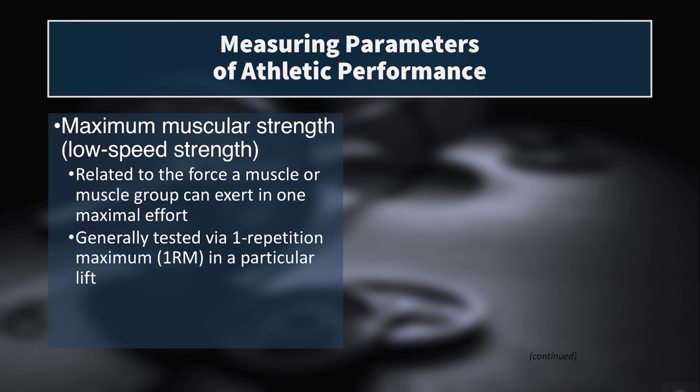So maximum muscular strength, this is also called low speed strength. It's related to the force a muscle or muscle group can exert in one maximal effort. Generally, this is tested via a 1 repetition maximum, but sometimes people will use something like a 3RM or a 5RM. I've even seen 10RM being used so that you can plug it into a calculator and get their estimated 1RM. I actually don't like those methods quite as much.